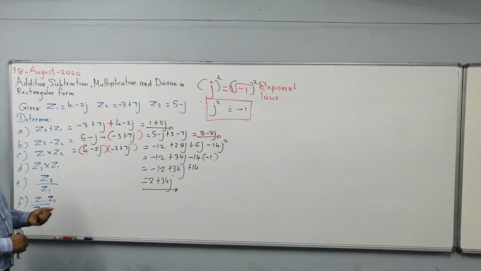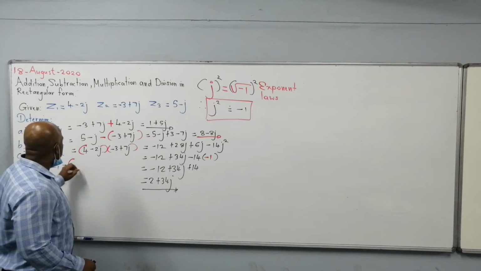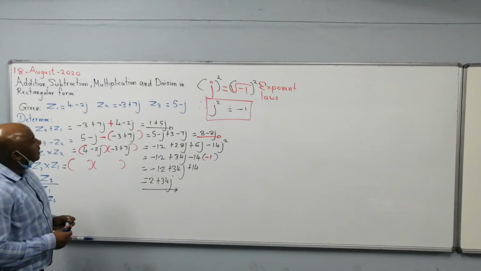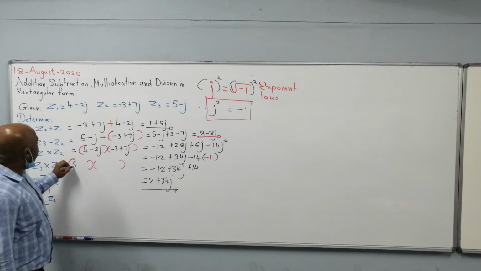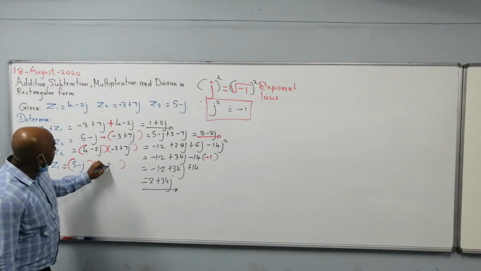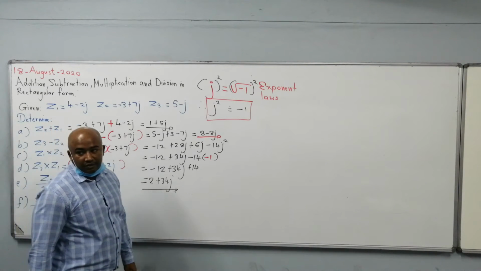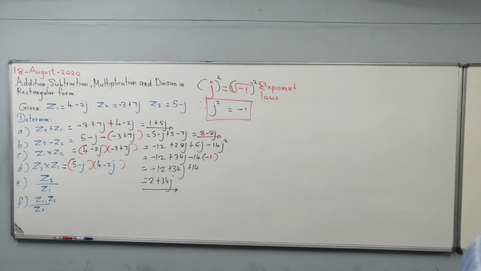Alright, next one, Z3 times Z1. What is my Z3? Z3 is 5 minus j, Z1 is 4 minus 2j. Do that quickly.